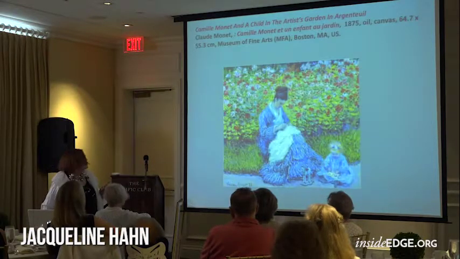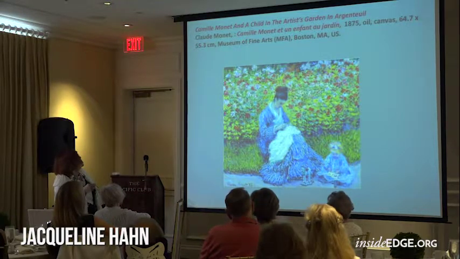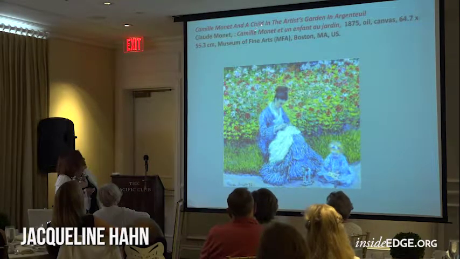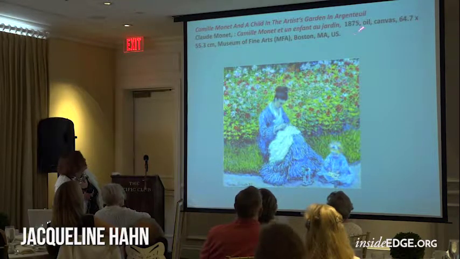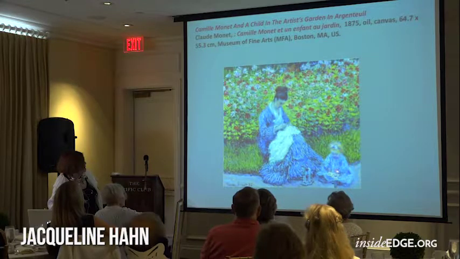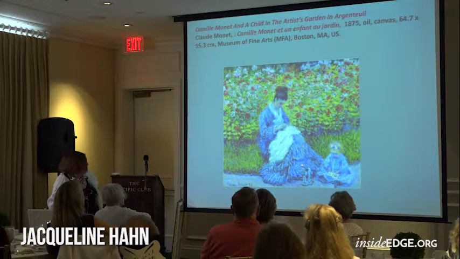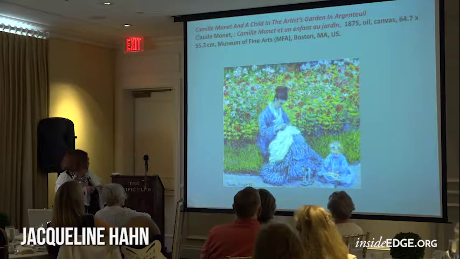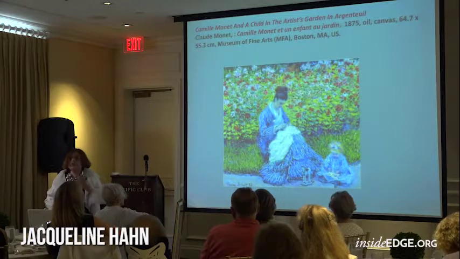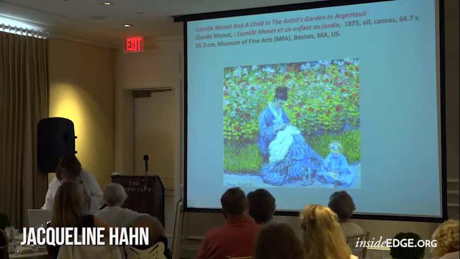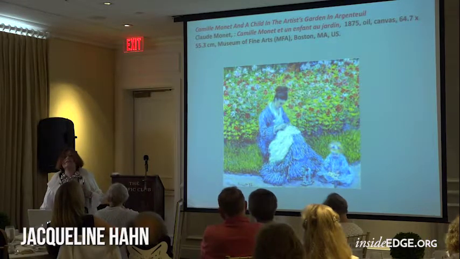Okay, here. So now this is Camille Monet and a child in the artist's garden in Argenteuil. So this is Camille Monet, and this is her child. You see the flowers here, and you see the brush strokes of the clothing, and they're sewing. They always show the woman sewing. It was a noble activity.